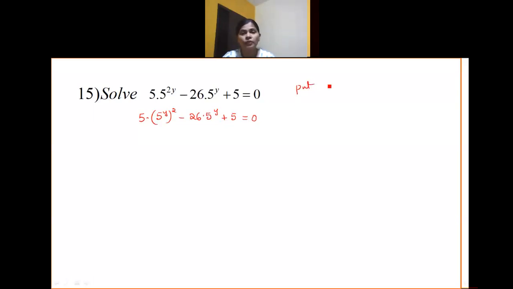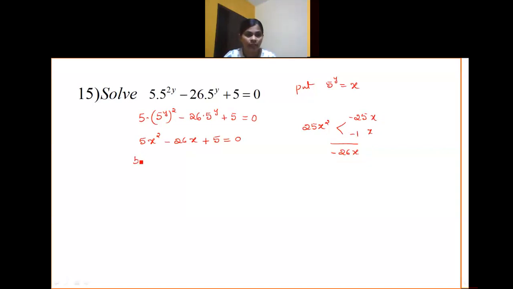Now for the further simplification, I will go for the substitution. So let me put 5 to the power y as equal to some other letter, let it be some x. So it will be 5 into x square minus 26 into x plus 5 is equal to 0. We can observe a quadratic equation. So 5x square into 5 gives me 25x square. So I need to find the two numbers whose product is 25x square and sum is minus 26x. Those are minus 25 and minus 1.